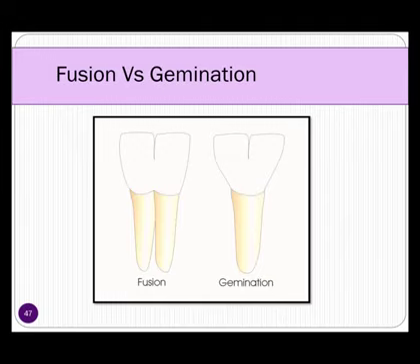And here's another visual. So here we have fusion. We have a crown that has a groove, large crown with a groove, but two roots. Gemination, one root.